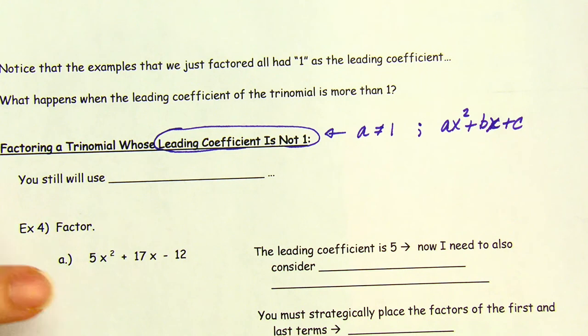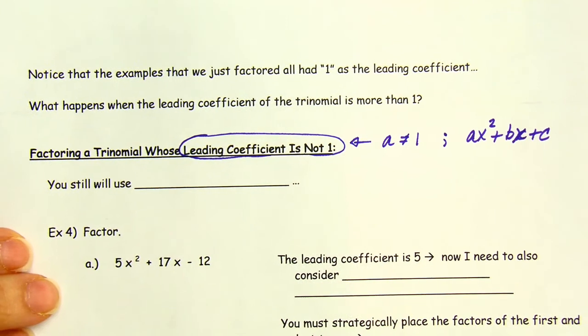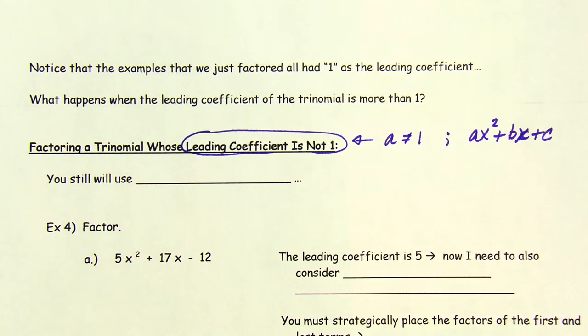Now, these can sometimes be a little bit tricky, and sometimes students take the easy way out and say it's prime. But don't fall into that trap. This isn't always a prime situation. More often than not, these polynomials can be factored.